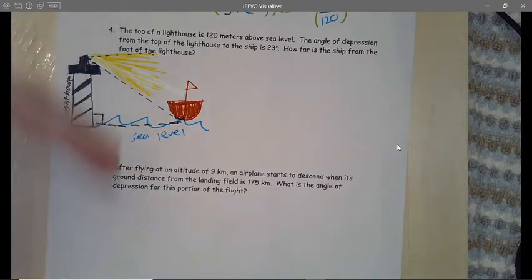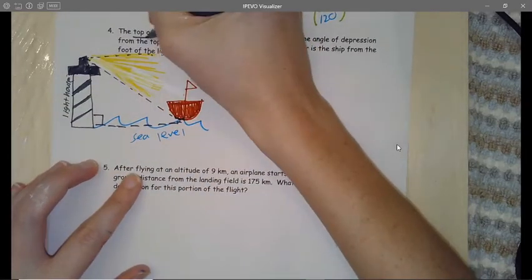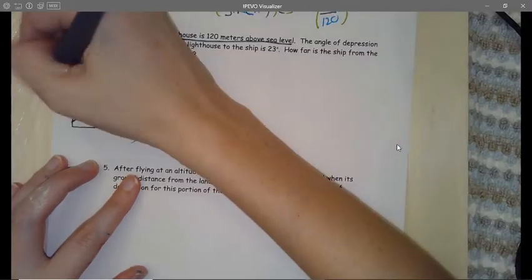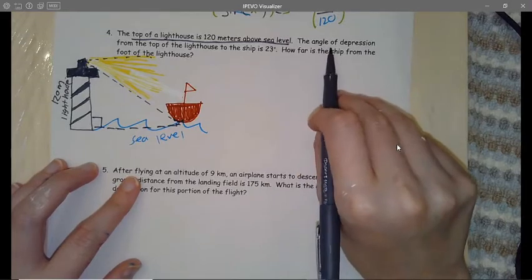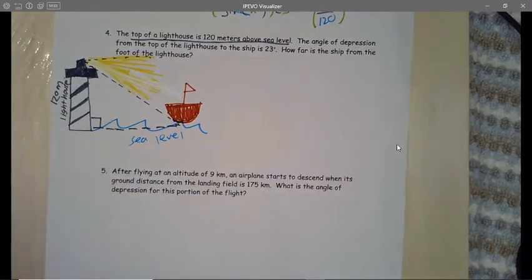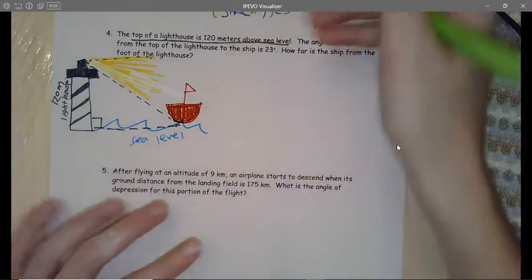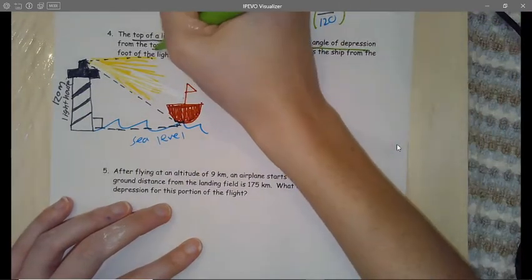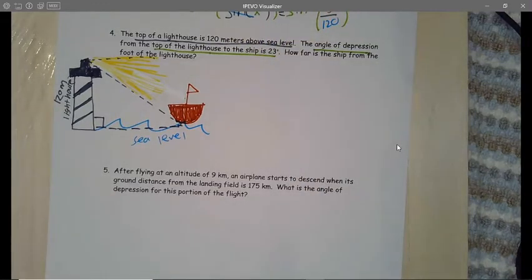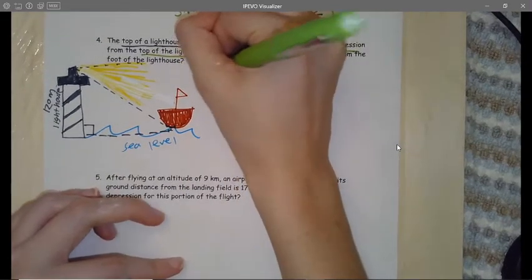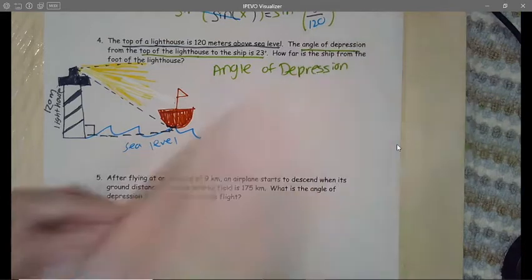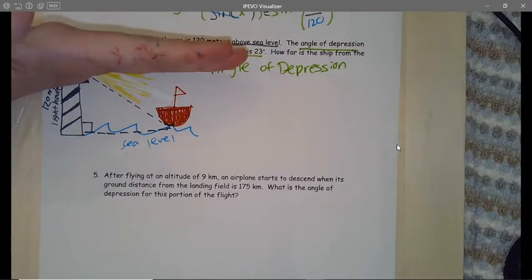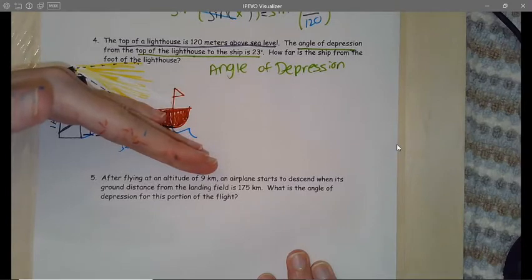Okay? So that distance is basically the height of the lighthouse. The top of the lighthouse is 120 meters above sea level. So that is referring to this side of my picture, 120 meters. The angle of depression. So we're dealing with an angle of depression right now. Our angle of depression from the top of the lighthouse to the ship is 23 degrees.